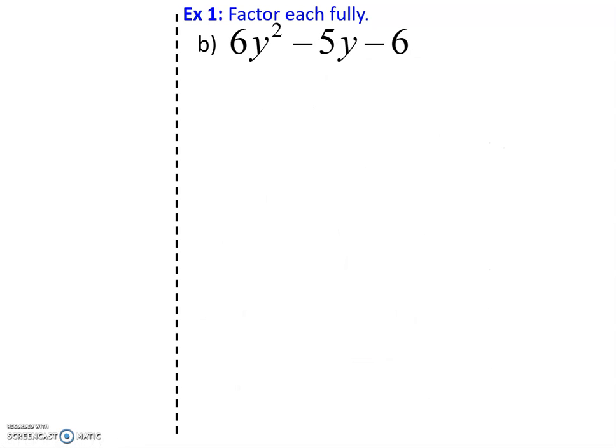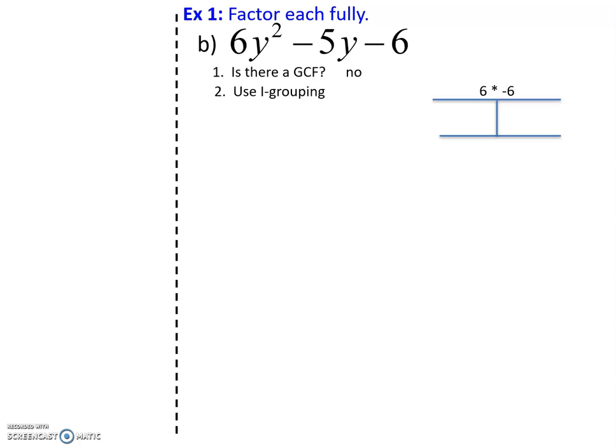Skip a line, write this second example. Is there a GCF? There is not. We're going to use I grouping. Remember, A times C goes on the top, so 6 times negative 6 is negative 36. And our B term of negative 5 is going to go on the bottom.